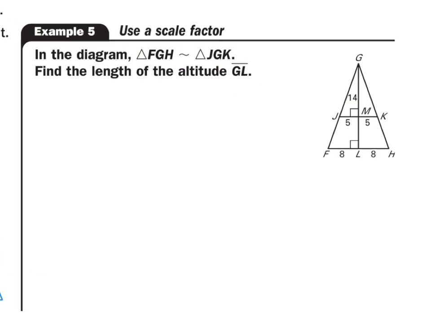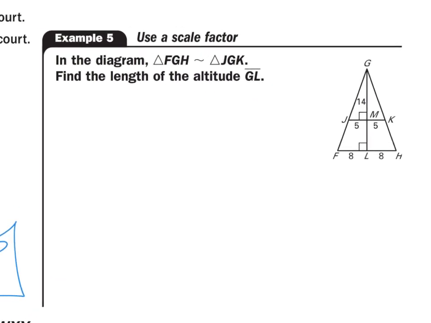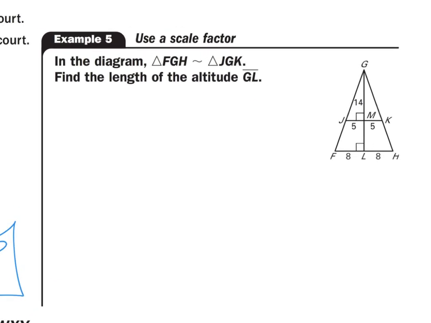Okay, this problem. In the diagram, FGH is similar to JGK. So this triangle is similar to the big triangle. Find the length of the altitude, GL. So altitude would be this distance right there. So let's set this up as a proportion. This is like what the homework is, small to big.